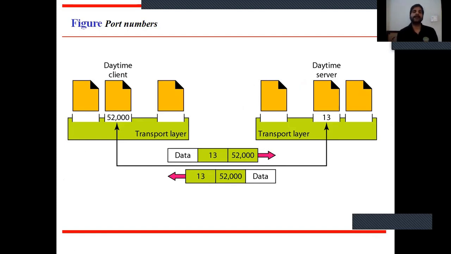Here we explain the port number. The daytime client in the transport layer has port number 55000. The daytime server in the transport layer is 13. So the daytime server port is 13 and the daytime client port is 55000, and after the request, the server provides the response. This is the process between the client and server with the help of ports.